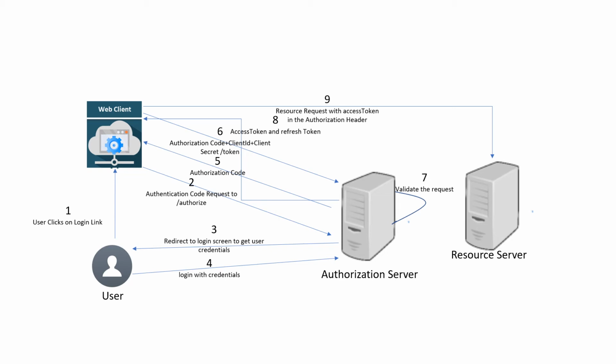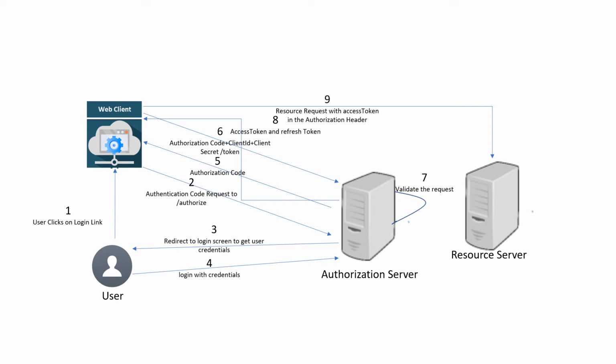Now what will the web client do? It will add that authorization code, client ID, and client secret into the authorization header, and then send that token request to the authorization server. Once the server receives the token request, it again validates your client ID, client secret, and authorization code, and then it will issue an access token, which is a short-lived token. It will send that access token back to the web client in step 8.